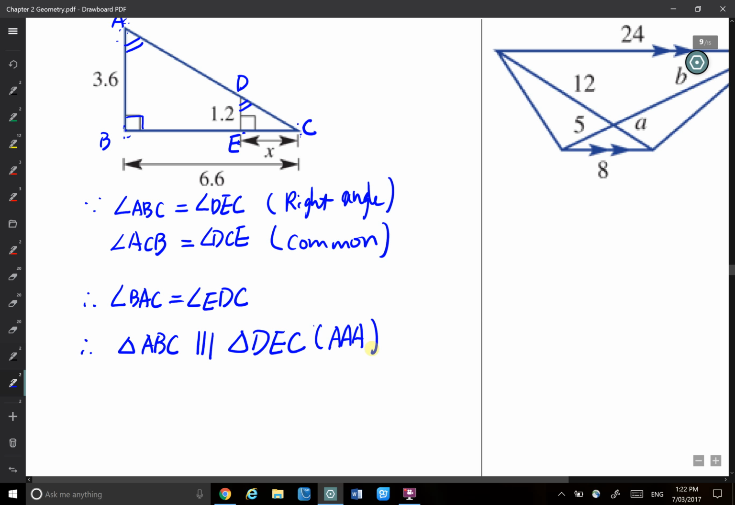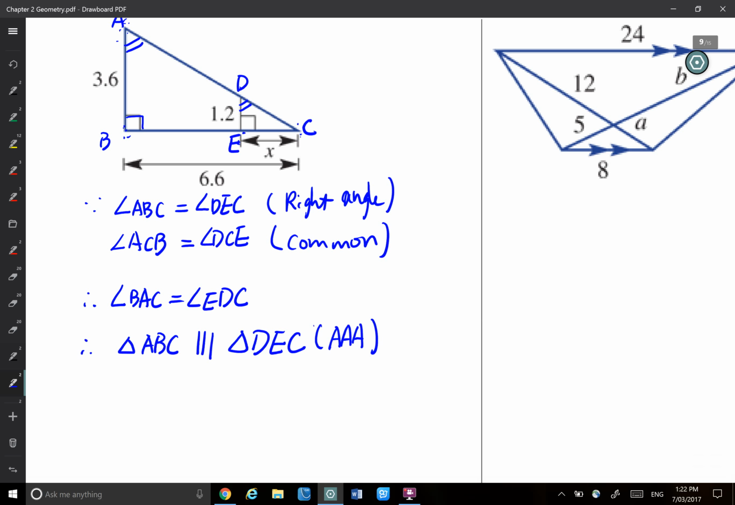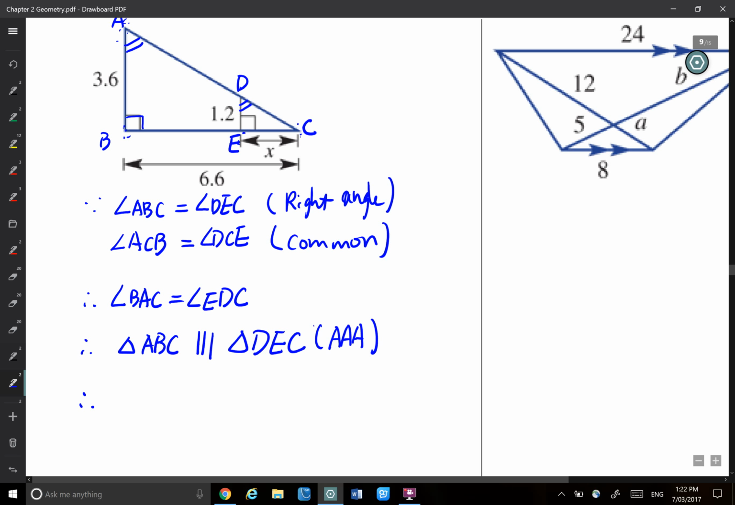Even though we have the lengths 1.2 and 3.6, I only have one pair of lengths, so it doesn't really help. So it's all by angles. Okay, we know that it's all by angles. So therefore, I can start to write the ratios. I will start with the big one as well.